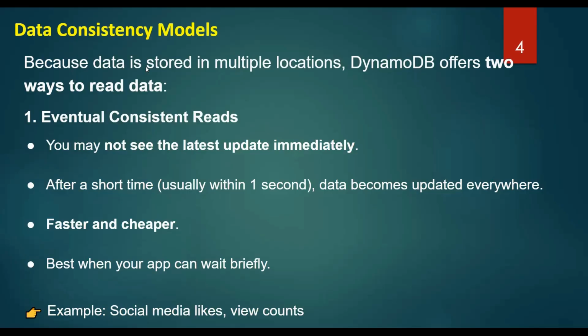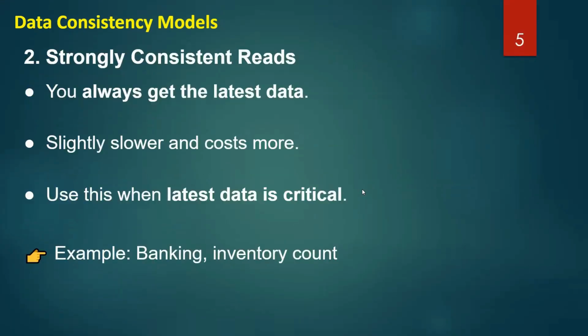You can use it when your app can wait. For example, it is used in social media, like in view counts and such. Now, coming to the second data consistency model, which is strongly consistent read. Basically, the latest data gets updated everywhere, so you can always get the latest data, and it is slightly slower and costs more. It is used when the latest data is very critical, for example in banking and inventory count.